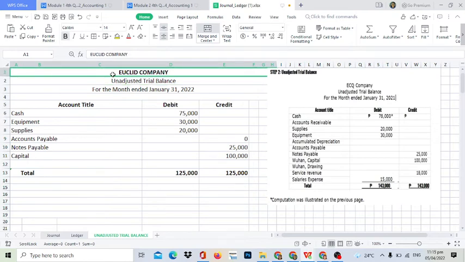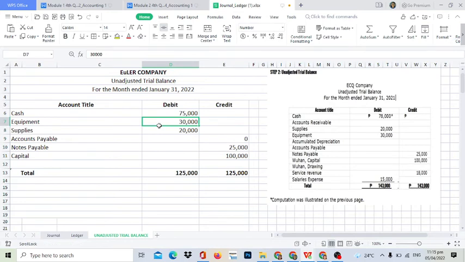So, dito lalagyan na po natin ng headings. Okay, so the name of the company or business is Euler. So, Euler. Okay, now that one is the unadjusted trial balance of the type of statement. Okay, and then sa baba po laging ganyan for the month ended January 31, 2022.